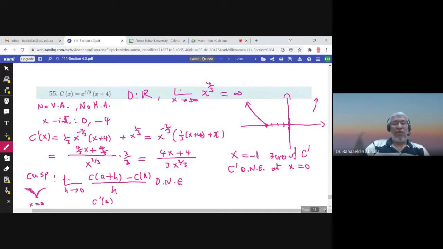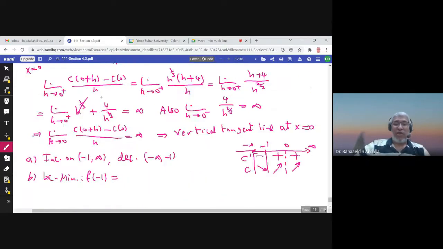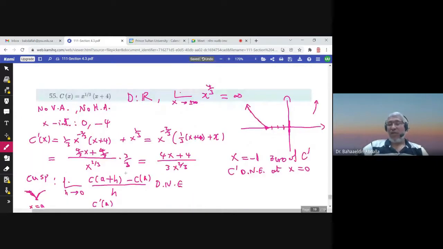Well, negative 1 to the power of 1 over 3 is negative 1. Negative 1 plus 4 is 3. So negative 3. Wow. So negative 1 and negative 3, that's excellent. 1, 2, 3, this is a local minimum.